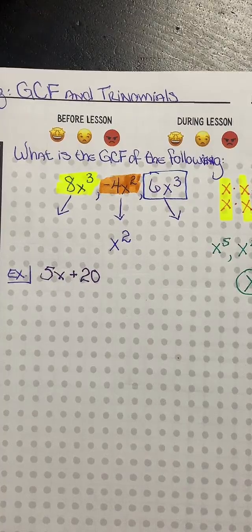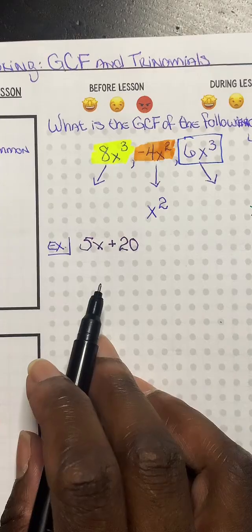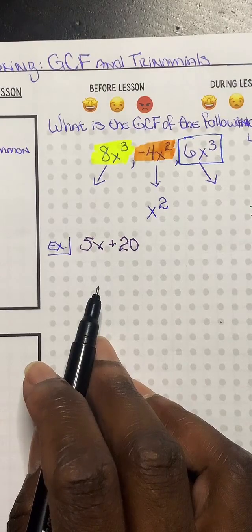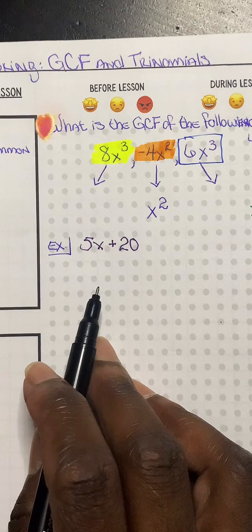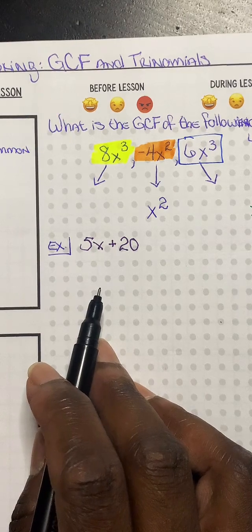Okay, all right, cool. All right, so like most of you guys are saying, I'm seeing a couple of people saying 2x squared. Okay, it's okay, Kathy. We just got started.